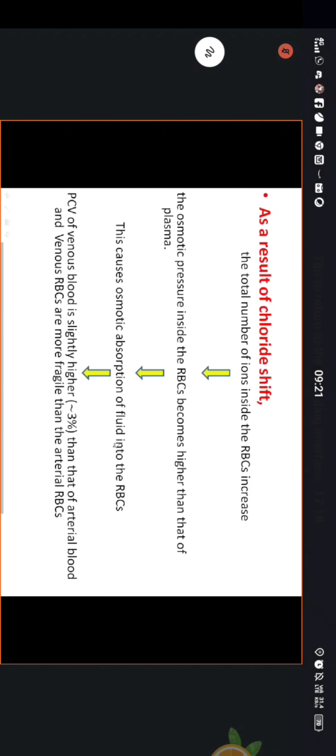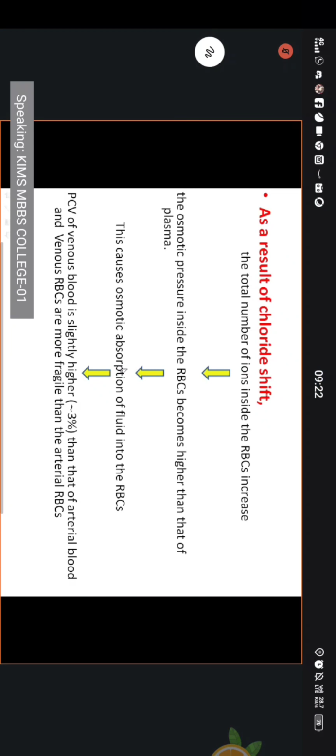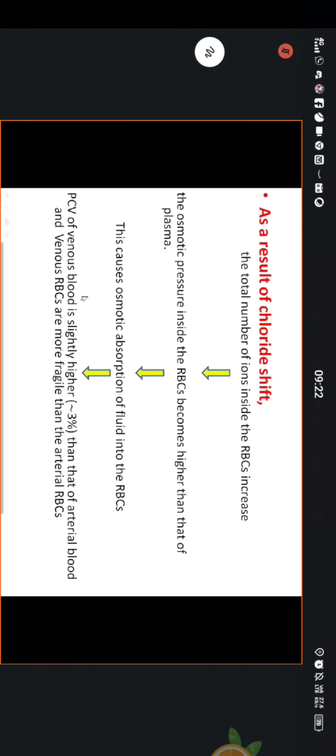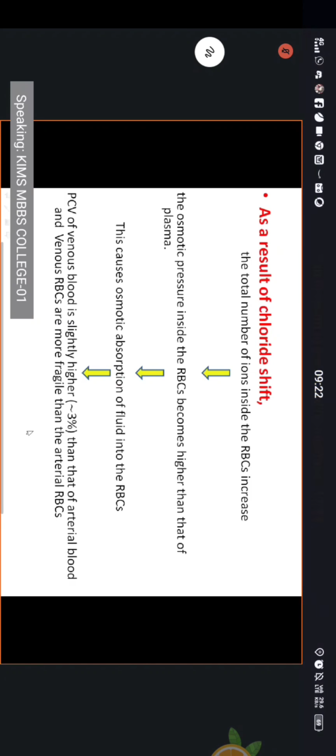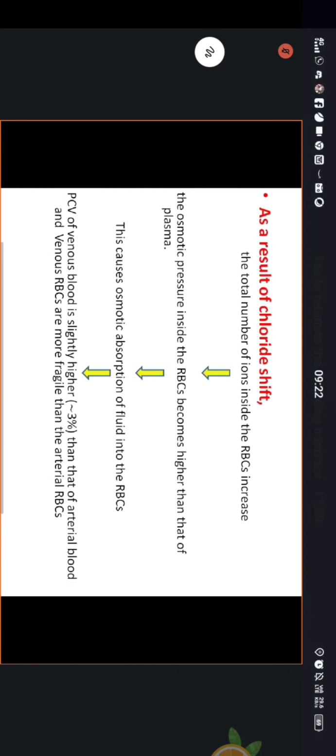Usually carbon dioxide volume will be more in venous blood compared to arterial blood. So, these changes occur more in the venous blood. So, there will be swelling of venous RBCs. As a result, packed cell volume. Packed cell volume means not only the number but also the size of RBCs accounts for packed cell volume. So, PCV of venous blood is comparatively higher than that of arterial blood, and because of this accumulation of fluid, they become swollen and fragile. So, venous RBCs are more fragile than the arterial RBCs because of this chloride shift or Hamburger's phenomenon.